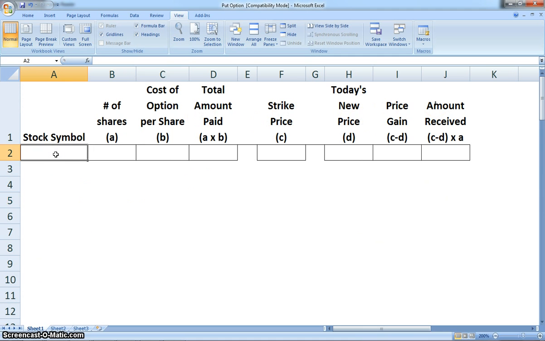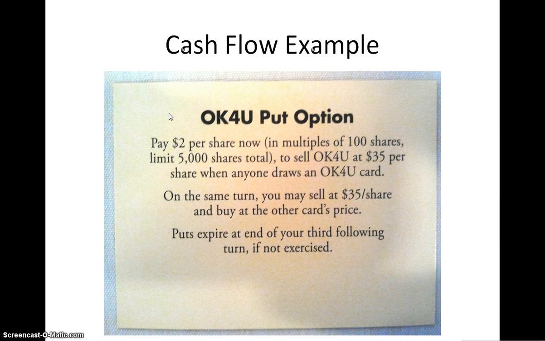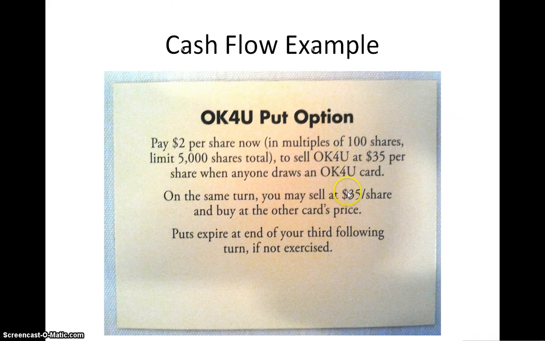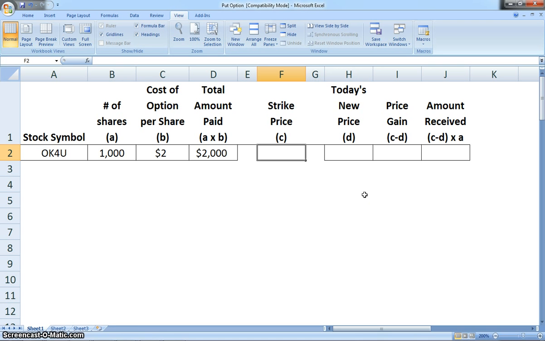So the stock symbol was OK for you. And in this example, I'm going to take 1,000 shares. The cost of option per share, going back to our example, was $2 per share. So we put $2 here. Total amount paid is the product of the number of shares times the cost of the option per share: 1,000 times $2. The strike price, as indicated on the card, was $35 a share. We'll put that in here.